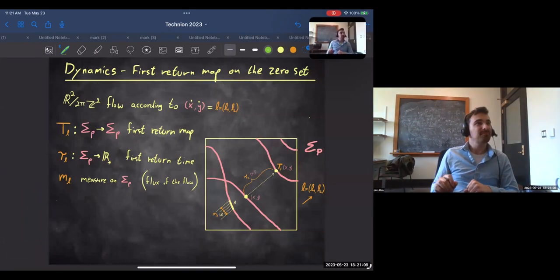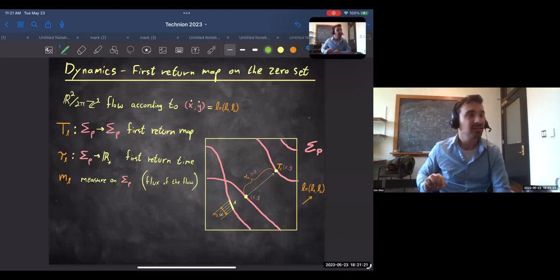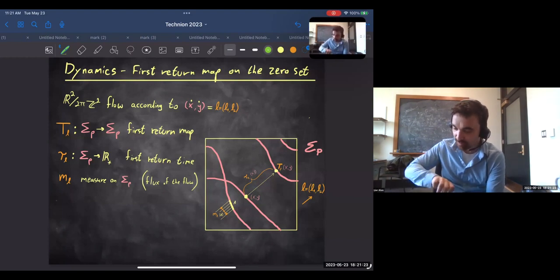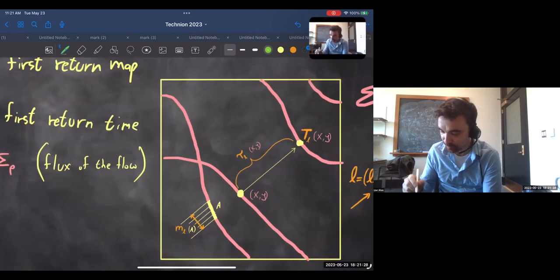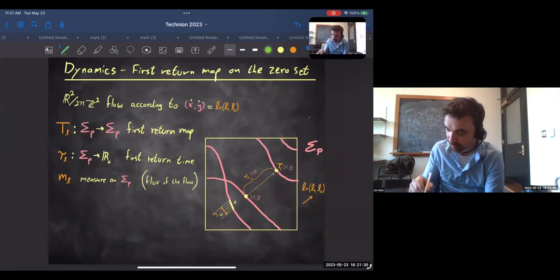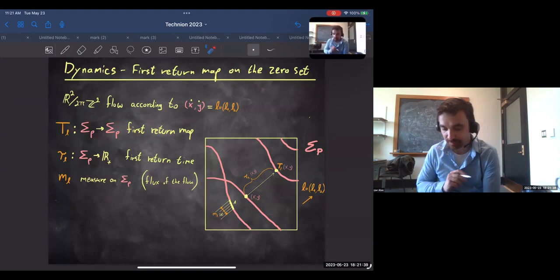But so far I just used the fact that this irrationality gives me a dense line in the torus, but I can do much more than that. I have ergodicity, so let's use ergodicity. How do I use ergodicity? Let's define this notion. I have my torus, and I have a flow in direction L1, L2. And this flow gives me a first return map.